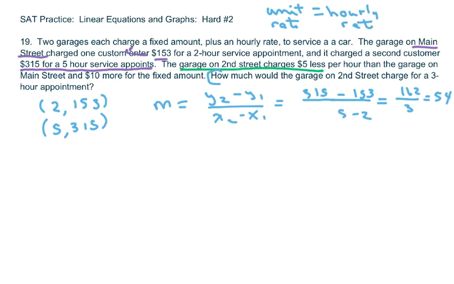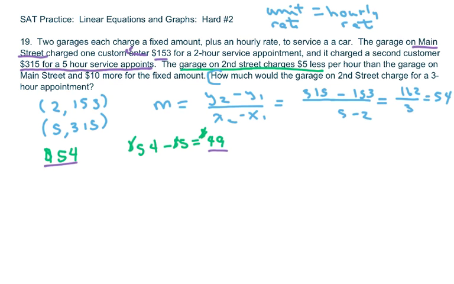Okay. So the garage on Main Street charges $54 per hour. Now, since we have that, we have $54 per hour. The garage on 2nd Street charges $5 less per hour. So that's $54 minus $5, which gives us $49 per hour. So this is Main Street, this is 2nd Street.